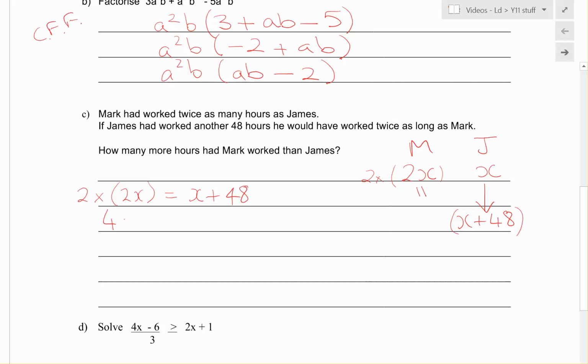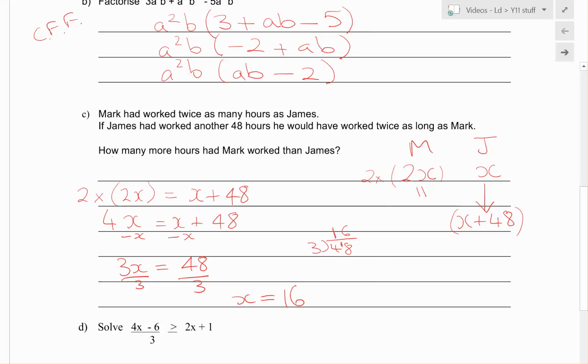2 times 2x is 4x. We're going to minus x from both sides. Divide both sides by 3. Depends how well you can divide 48 by 3. A little bit of long division. 3's into 4 go once, remainder 1. 3's into 18 goes 6. Or you might know it's 16.